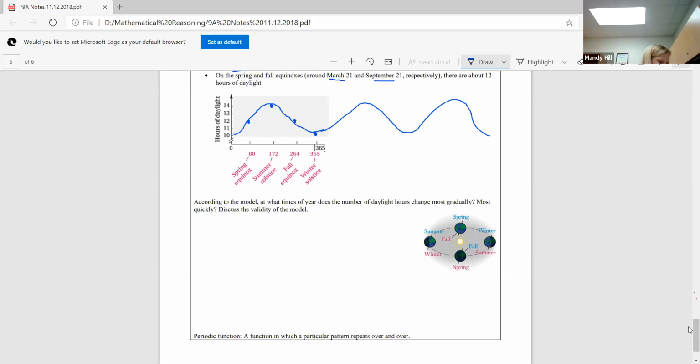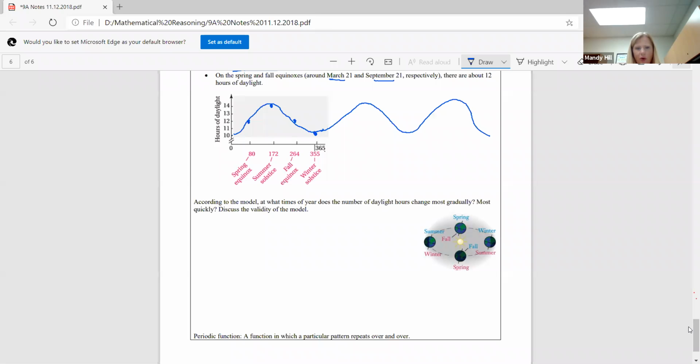This type of function in which a particular pattern repeats over and over is called a periodic function. Because the function is based on simple seasonal patterns, we can expect it to be quite accurate. Note that the curve tops out at each summer solstice and bottoms out at each winter solstice because the curve is relatively flat around those two solstices. The number of hours of daylight varies most gradually near the solstice. So that's going to answer one of our questions.